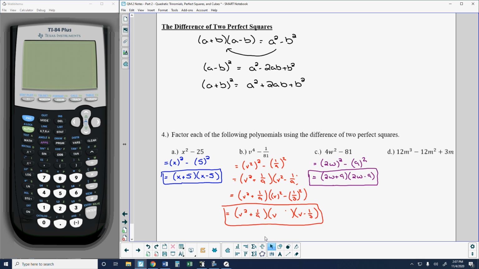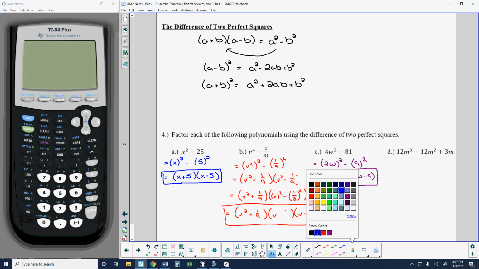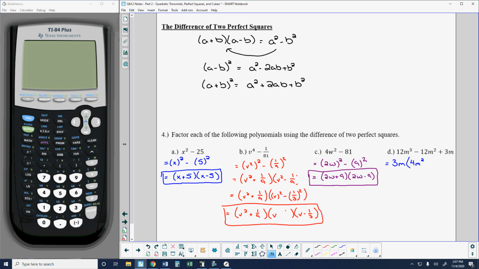Now, the first thing I may notice in 4D, and we haven't talked about this yet today, is there's a GCF. Each of these terms can be divided by 3m. So I'm going to factor out 3m. And now what I'm left with is 4m squared minus 4m plus 1.